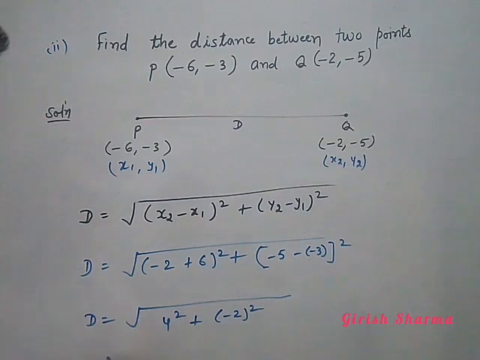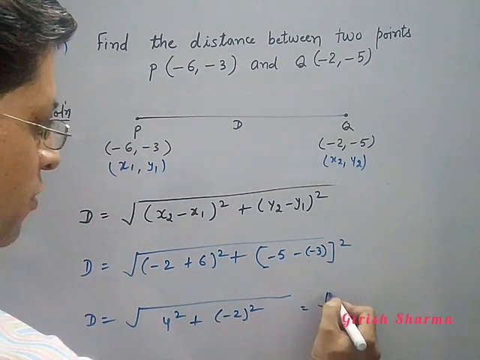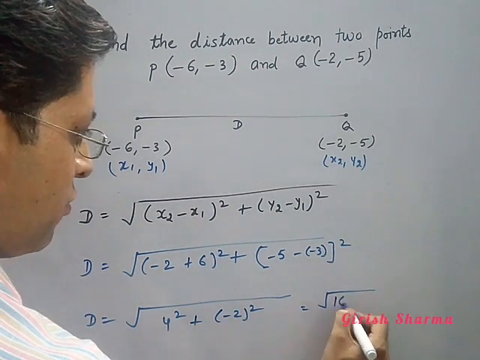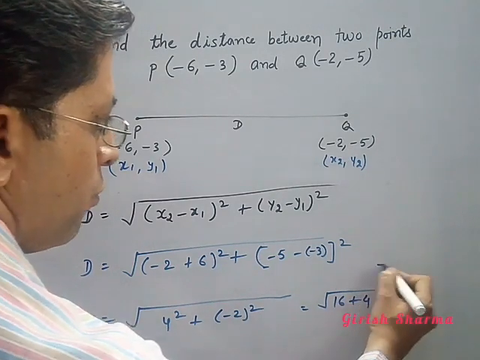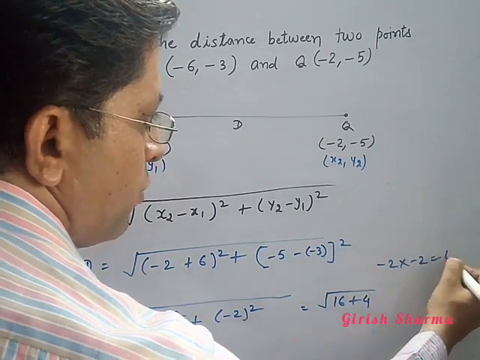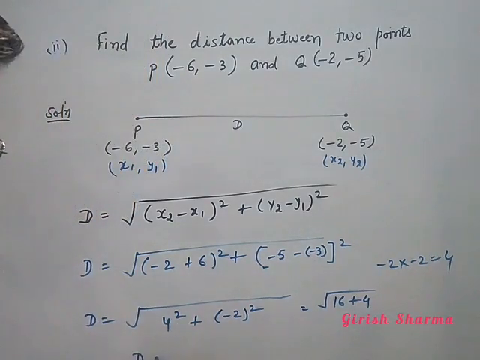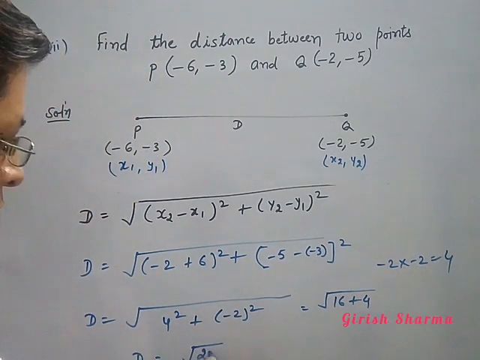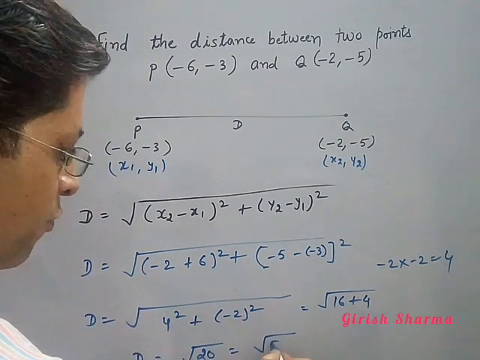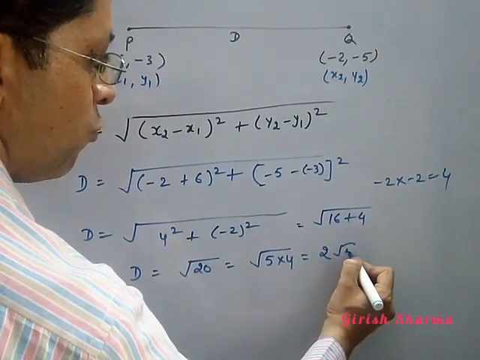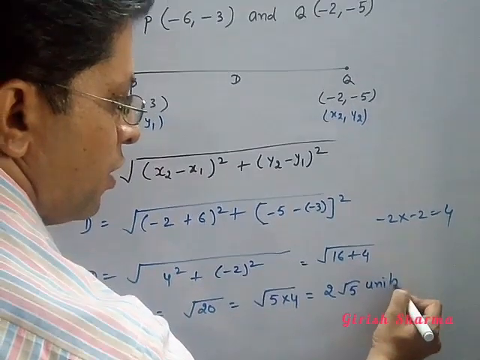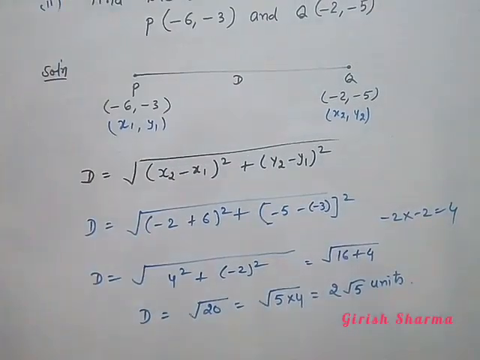Minus 2 square. Then what will be inside? 4 square is 16 and minus 2 square is 4, minus 2 into minus 2, that is 4. Then what is d then? Under root 20. What can we write? 5 into 4. So the last answer is 2 root 5 units. Come on, the next question.